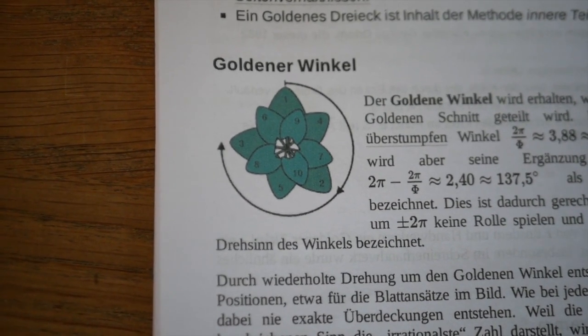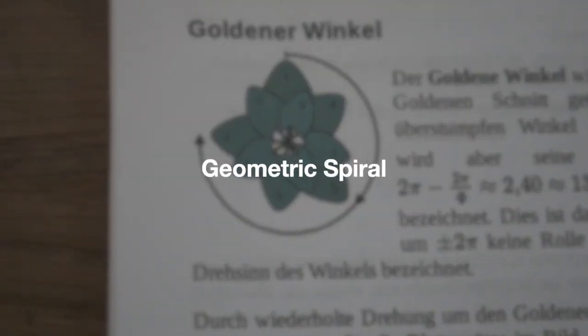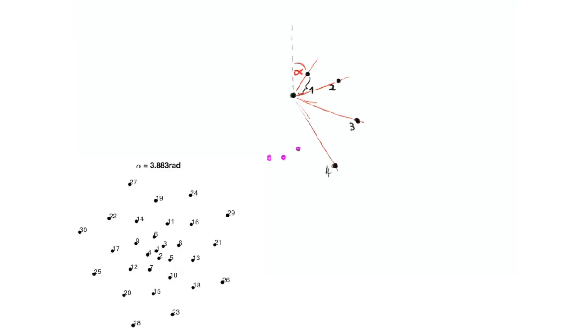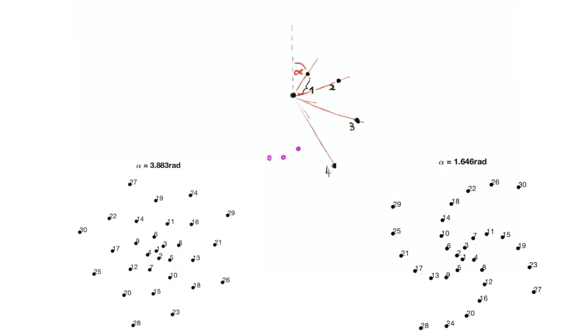For this, we must first understand what a geometric spiral is. The principle is as follows. We go in a circle a fixed angle alpha further and set after 1 centimeter a point. Then we go again the same angle further and set after 2 centimeters a point. We go again alpha further and set 3 centimeters from the origin a point, and so on. This results in such a spiral for alpha equal 3.883 radian, and in this spiral for alpha equal 1.646 radian.